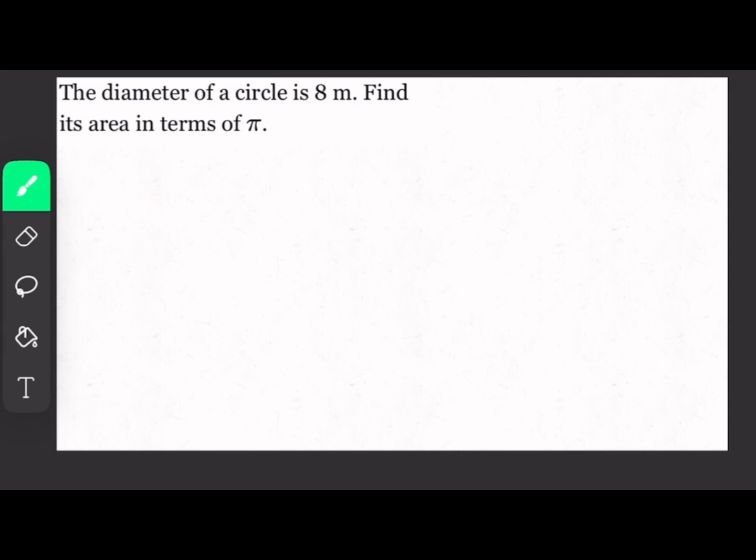Apologies. So, if the diameter of a circle is 8 meters, find its area in terms of pi. This should be easy.